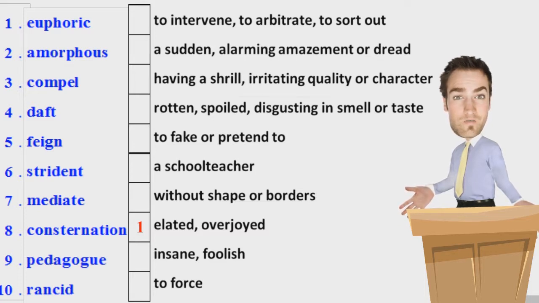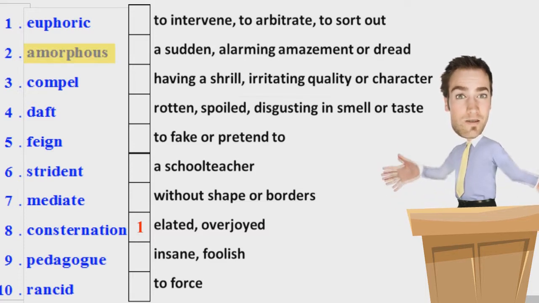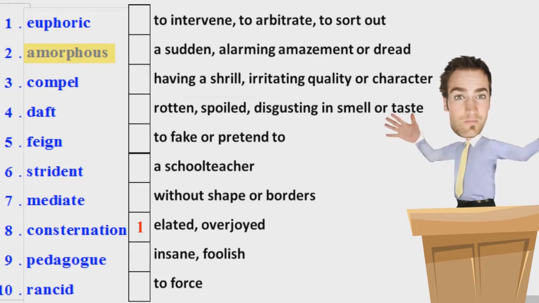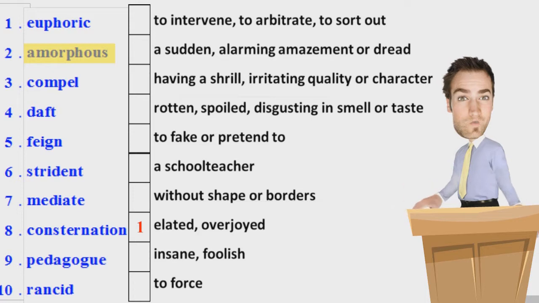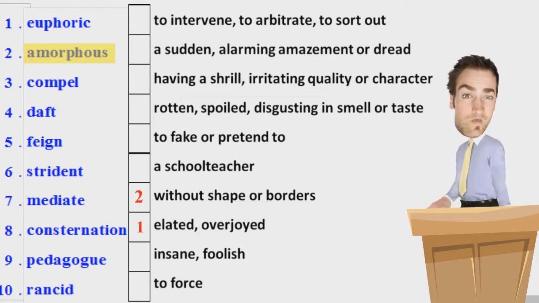Our next word is amorphous. Amorphous generally means without any sort of form, without shape sometimes. So the correct pairing, of course, is without shape or borders. It's pretty straightforward. It's from the Greek a, which is sort of like the Latin ab, which means without, and morpha. And morpha was the Greek word for form. You get it in metamorphosis and all sorts of other words.